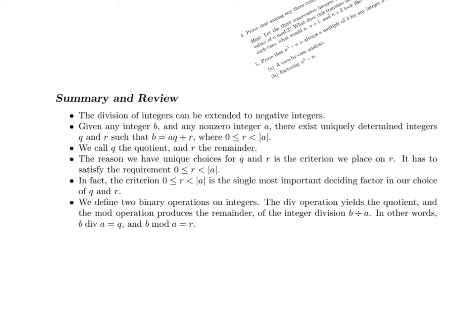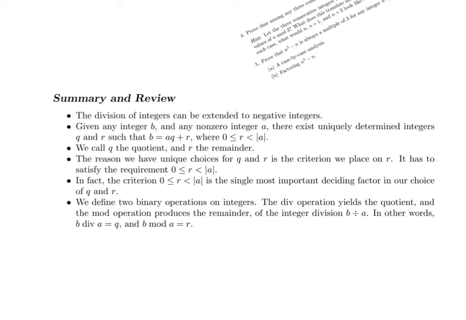At this point, we're ready to summarize and review what we've done in this section. We talked about division of integers using the division algorithm, and we extended it to negative integers. So b and a could be any combination of negative and positive that we want.